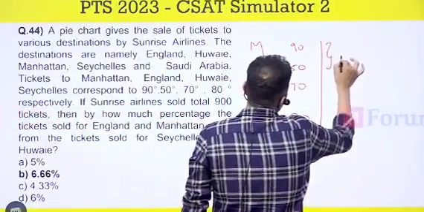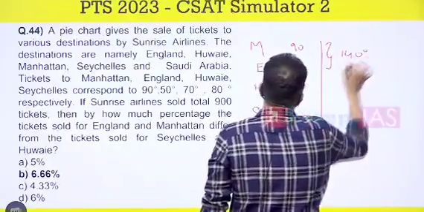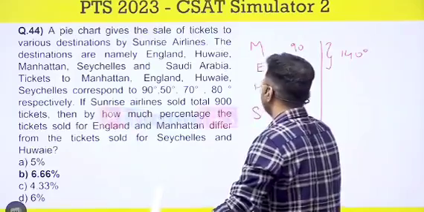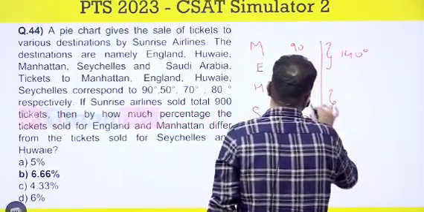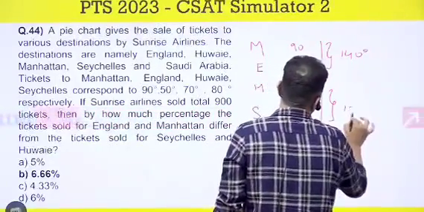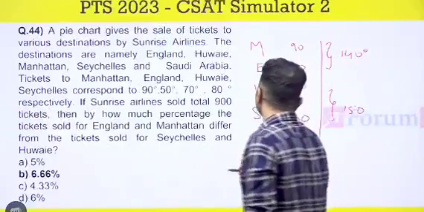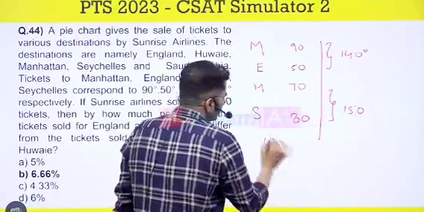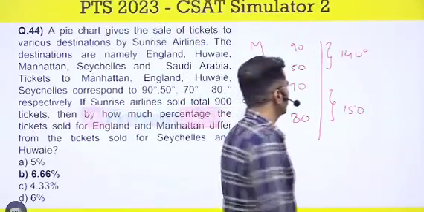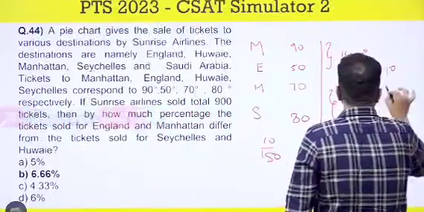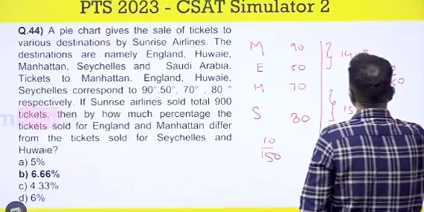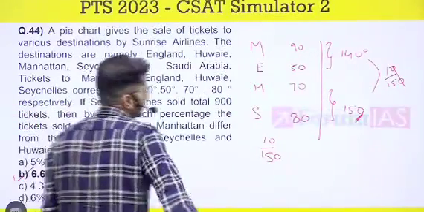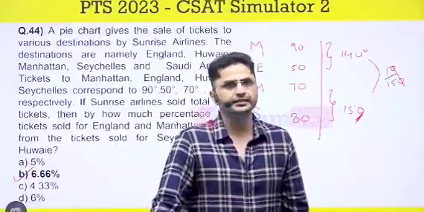So let me add this up. This is 140 degrees. Differ from the tickets sold for Seychelles and Hawaii. Seychelles and Hawaii, 80 plus, this is 150. See, so what is the difference here? 10 over 150. We need to find the percentage change. So the difference here is 10 and the percentage is over 150. This is the base. So 1 by 15 is 6.66. So the answer would be 6.66.